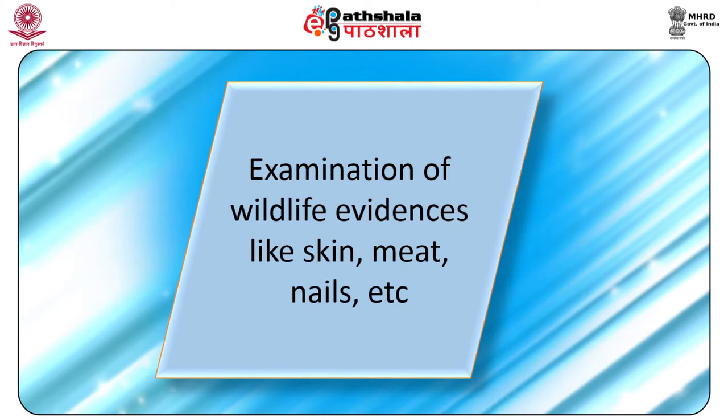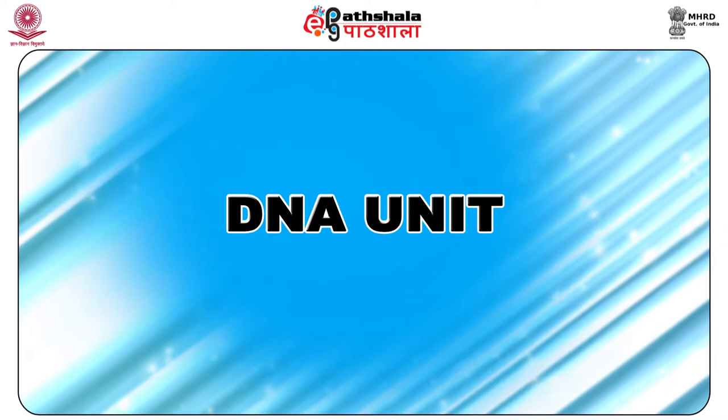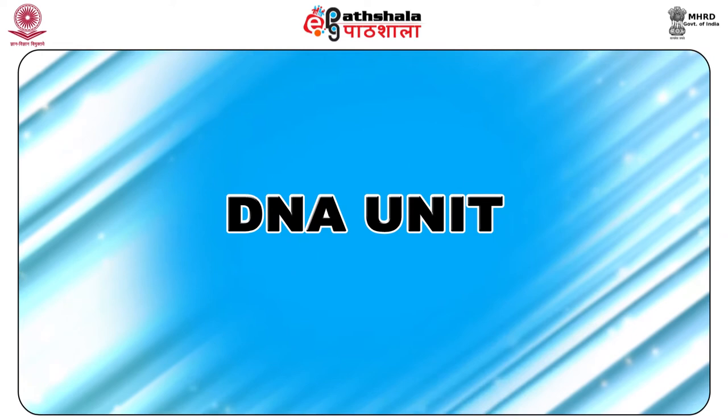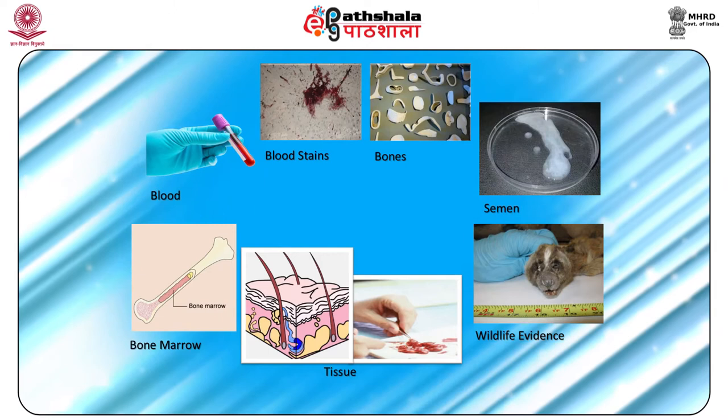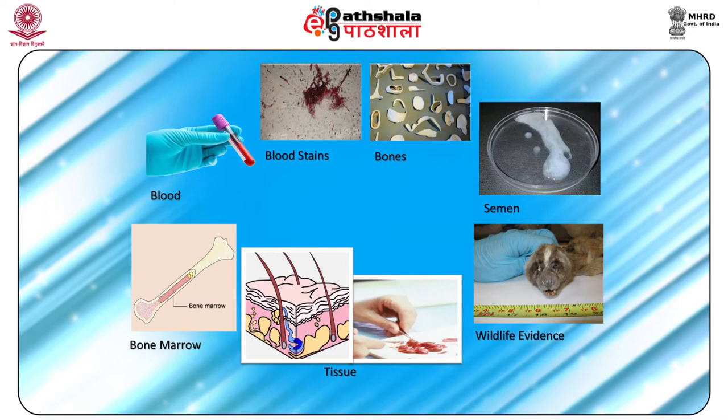DNA unit. In the DNA unit, DNA profiling of all types of biological samples, including blood, blood stains, bones, semen, bone marrow, tissue, and wildlife evidences, etc., is carried out to find the absolute identity of the person.